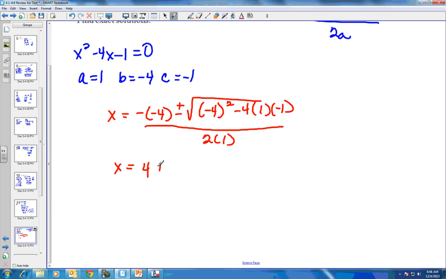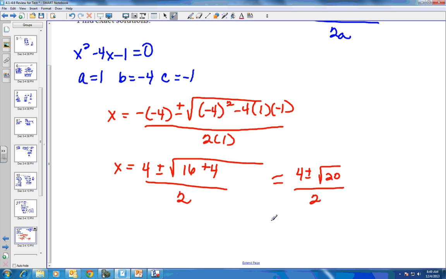So now I have 4 plus or minus 16, and a negative 4 times negative 1 is going to give me positive 4, all over 2. 4 plus or minus the square root of 20, all over 2. And then I have to see if 20 will break down. 20 is 4 times 5, or 2 times 2 times 5. So what number can I bring out? So I have 4 plus or minus 2 square root of 5 over 2.